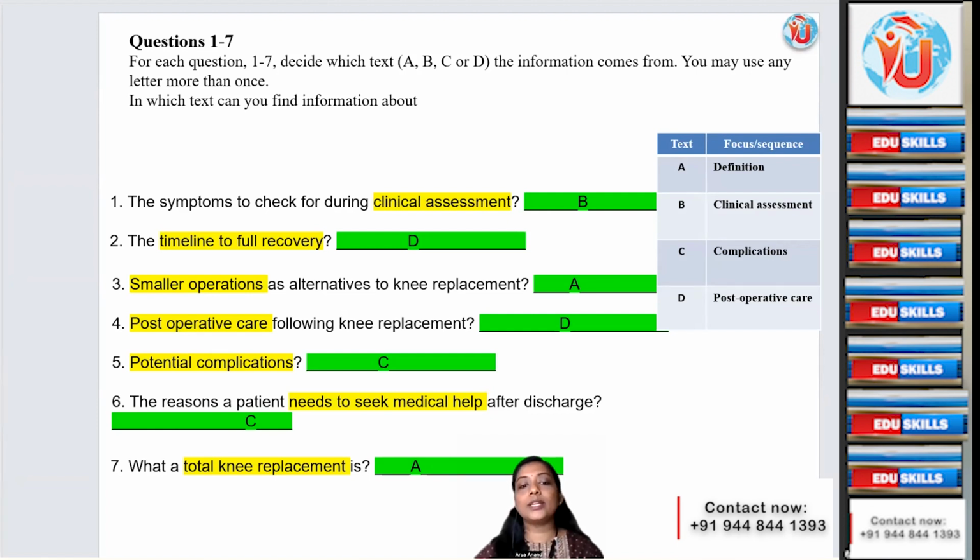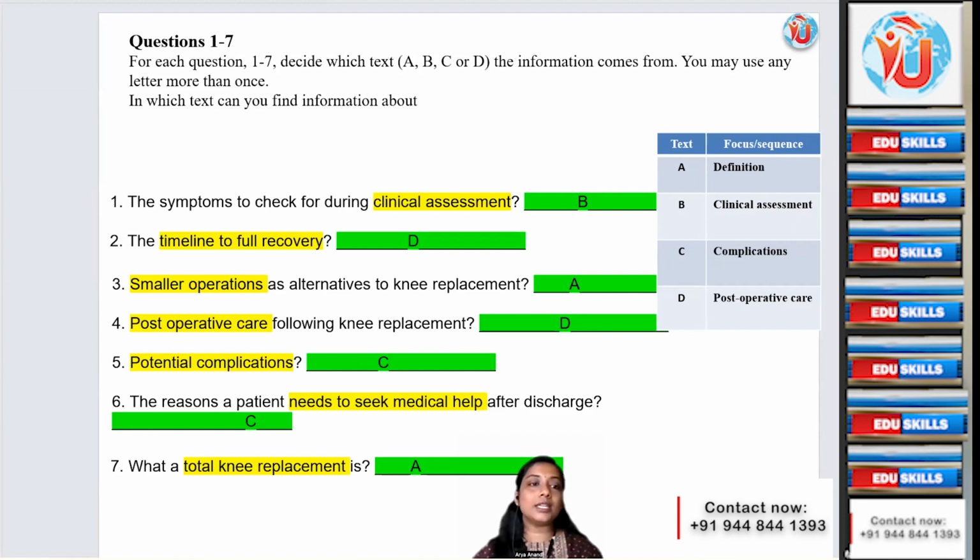Potential complication. In this sixth question, some of them have some doubt, so we'll discuss later. Don't worry about that. Okay, so what a total knee replacement is? Definitely from text A.